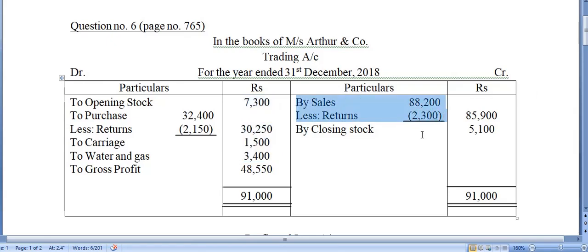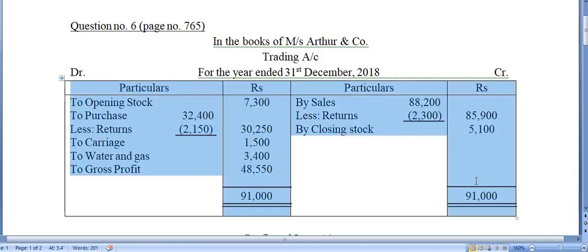And since this closing stock is given outside the trial balance as an adjustment, you will record the closing stock out here. Then you will find the total. So the total will be 91,000, and from 91,000, if you subtract these items, you will get the balance of 48,550. This 48,550 is appearing towards the debit side. So we already know that if there is any kind of balance towards the debit side, it is your gross profit. Now this completes your trading account.